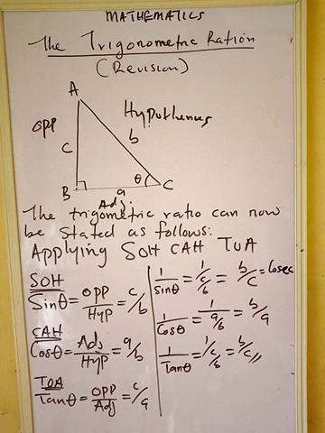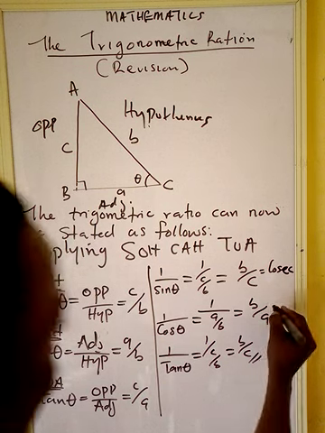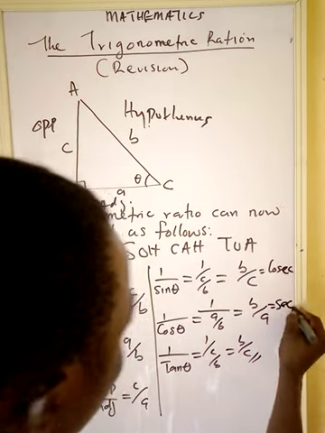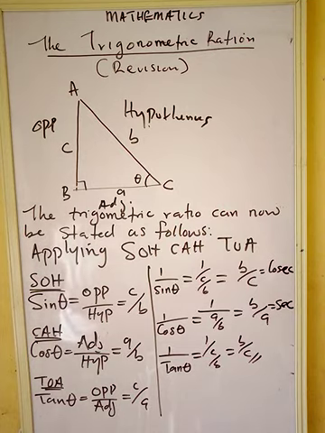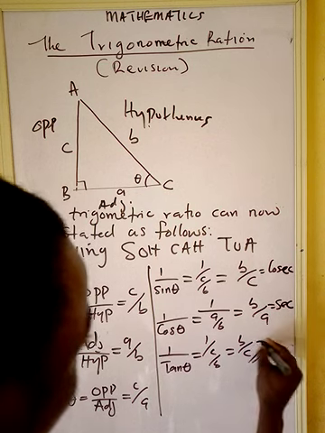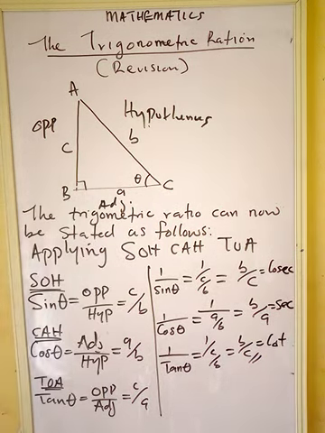Now, the opposite of cos theta is sec, that is secant. While the opposite of tan theta is cotangent. That is cot. Cotangent.